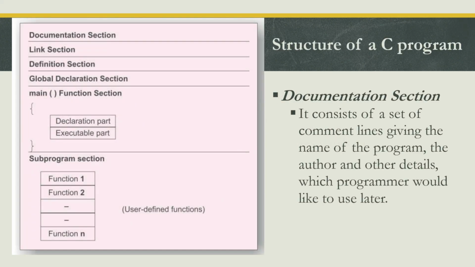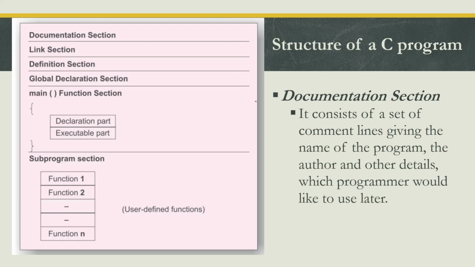You can see the structure of a C program contains different sections, starting from the documentation section to the last section, which is the program section. In this topic I will discuss the different sections of this structure of a C program. Let's start with the first section, that is the documentation section. I will explain each section with an example. Don't worry, this is not completely theory. This is a little bit practical also, right?